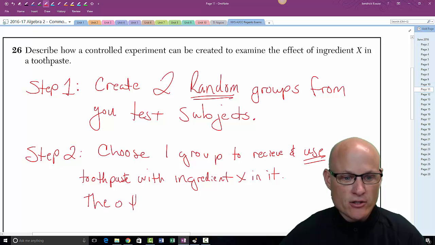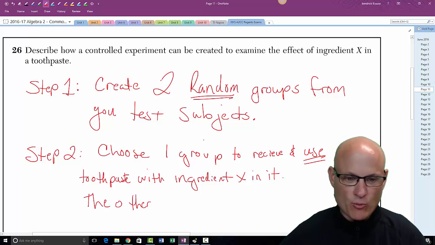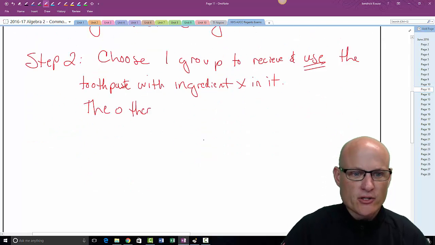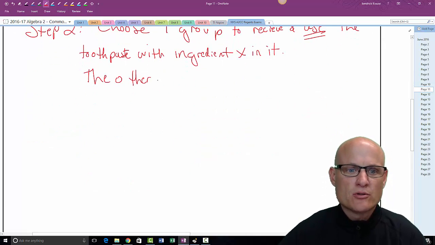The other, I don't know why I'm writing so messy. Man, that really is messy. Let's try to be neater.